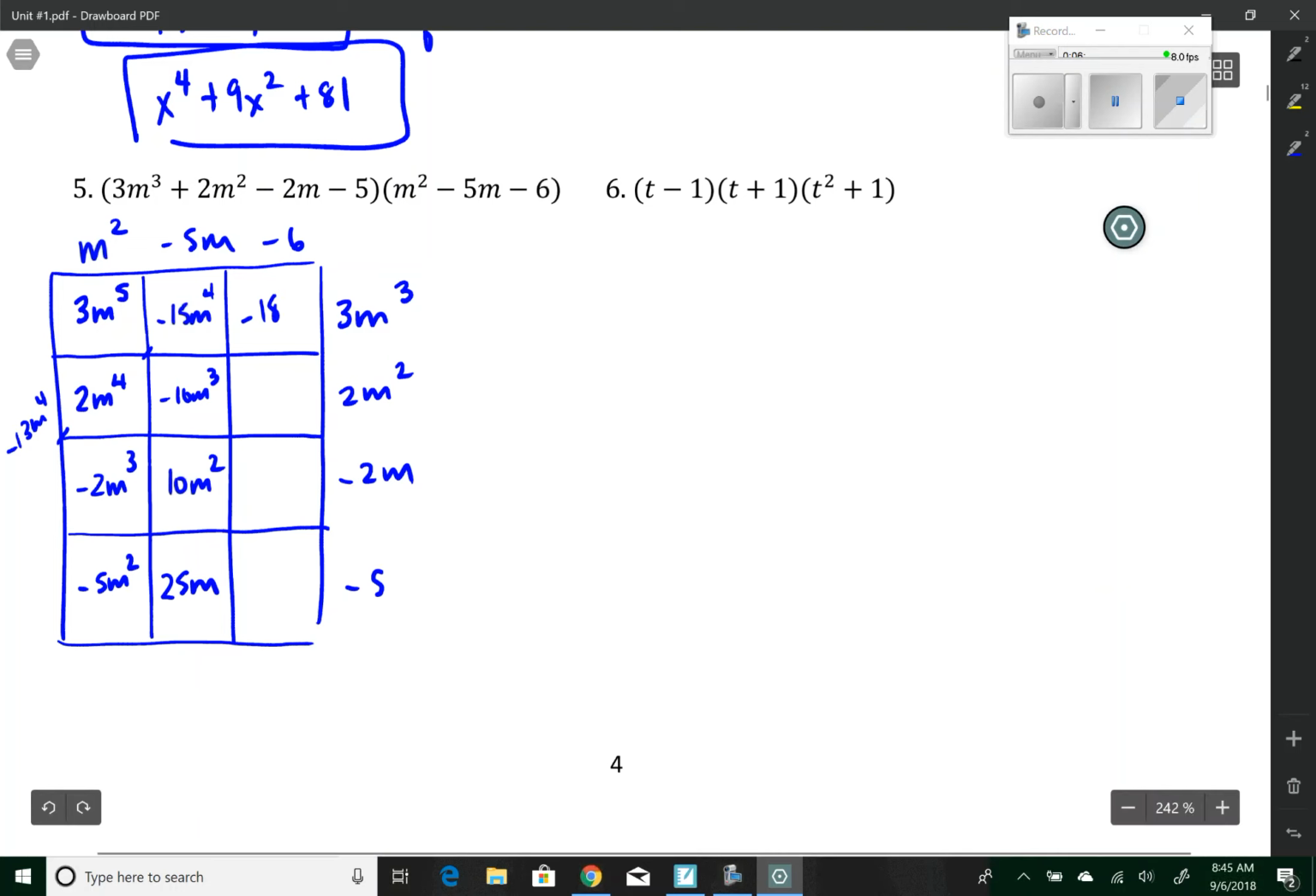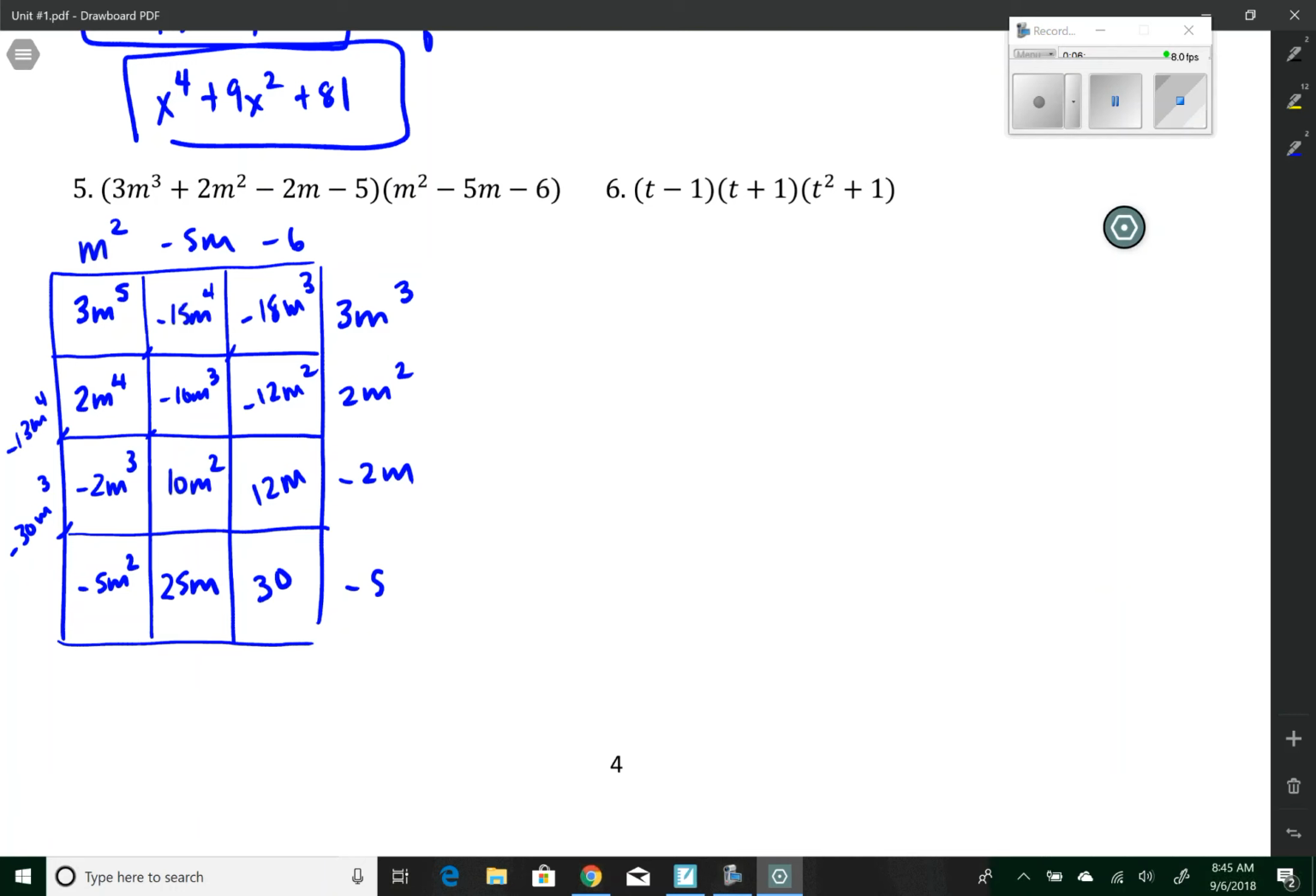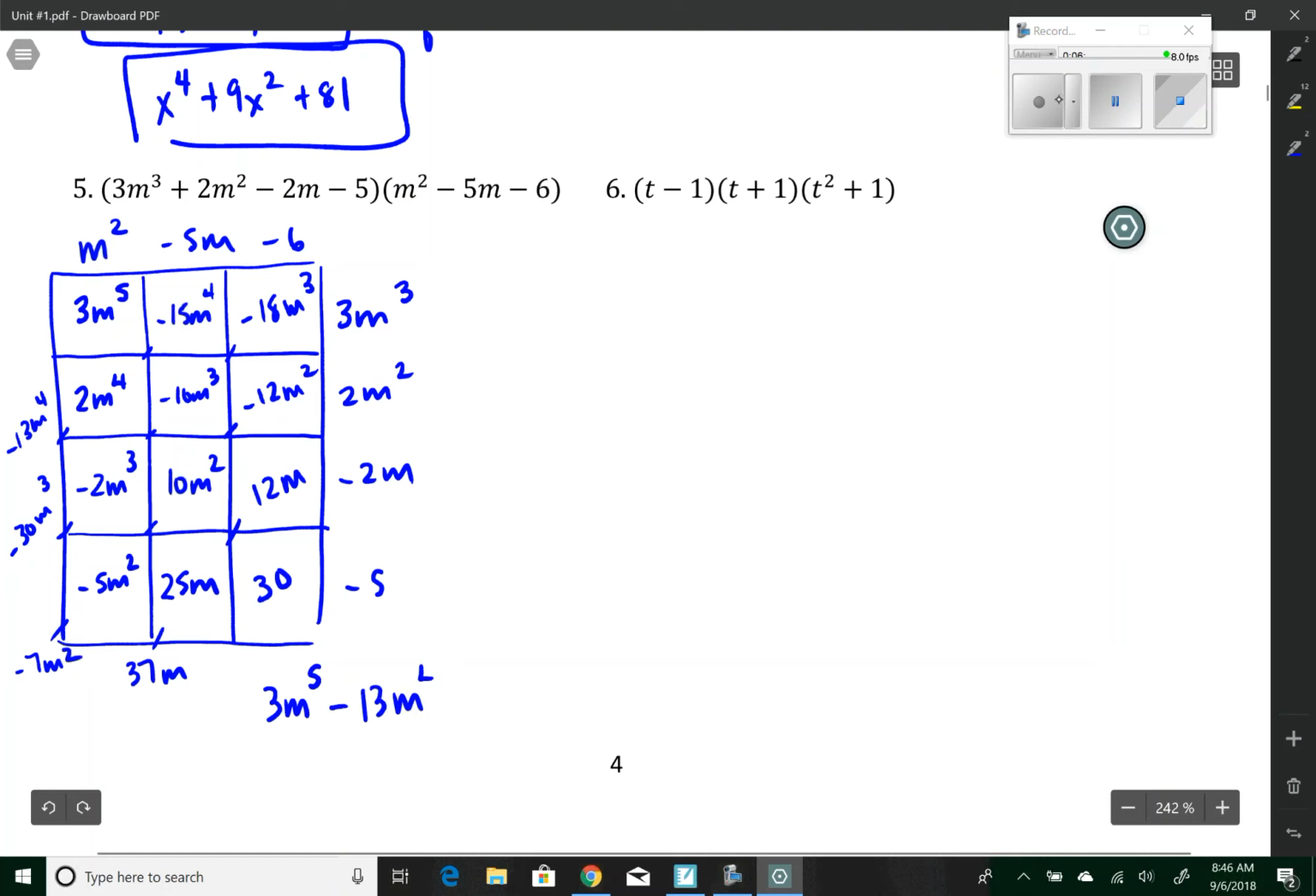Last column, I have 18m cubed. I have negative 12m squared, positive 12m, and positive 30. So again, let's look for those like terms. So I have negative 30m cubed. I have negative 7m squared, and I have 37m. So our final answer here, if we put it all in order, is 3m to the 5th power minus 13m to the 4th power minus 30m to the 3rd power minus 7m to the 2nd power plus 37m plus 30.